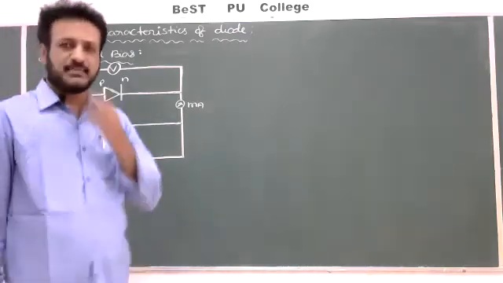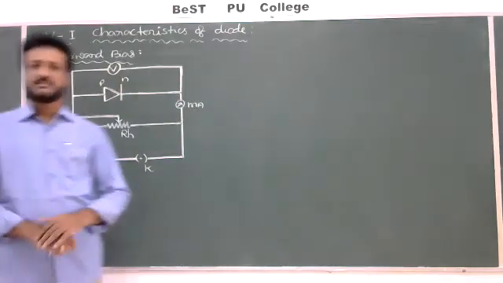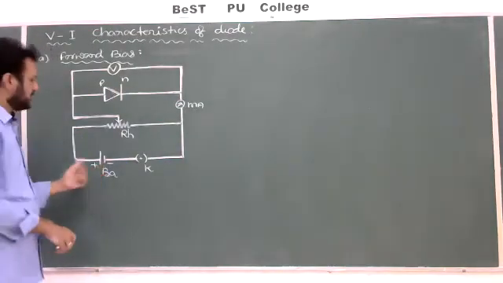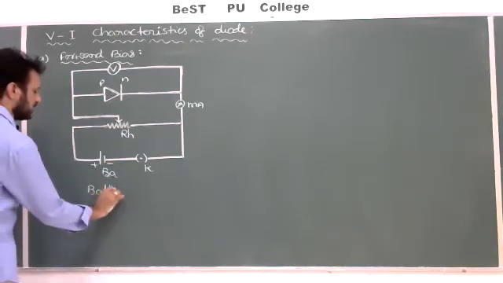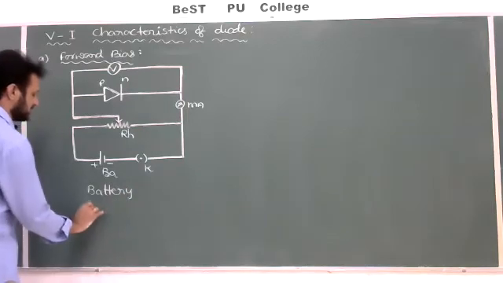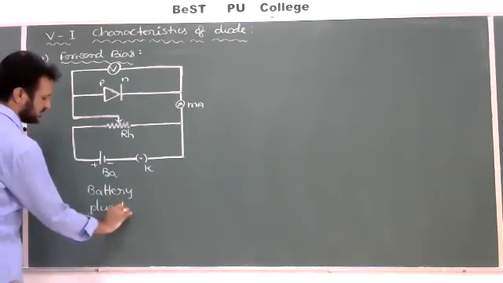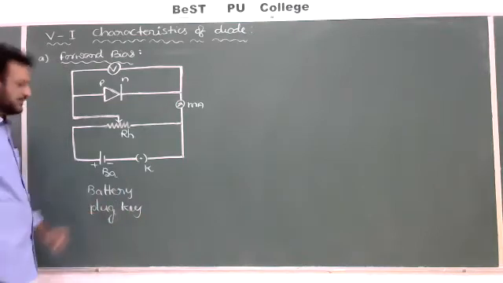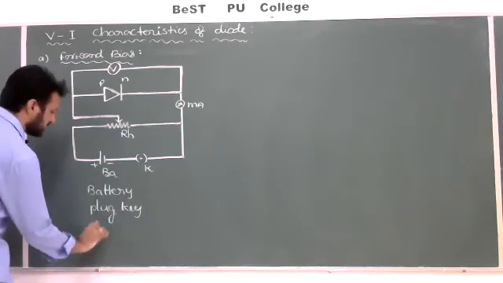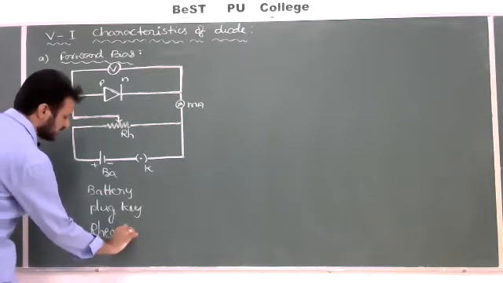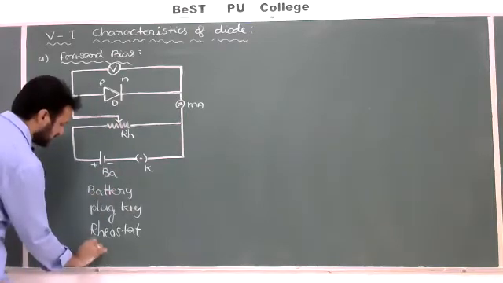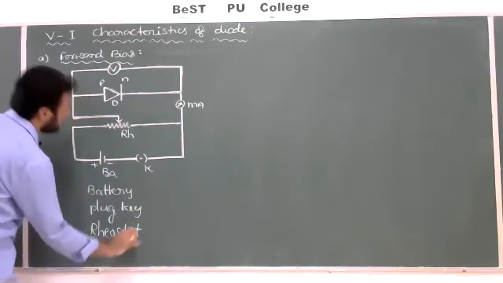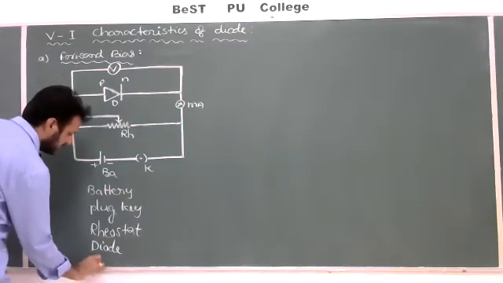So if you want to check the voltage current characteristics of the diode in the lab, what are the required apparatus? One battery. So BA represents one battery. One battery is required. K represents plug key. Next RH indicates rheostat. Next, D, I am writing here. D represents a PN junction diode or simply diode. Next, V represents a voltmeter.